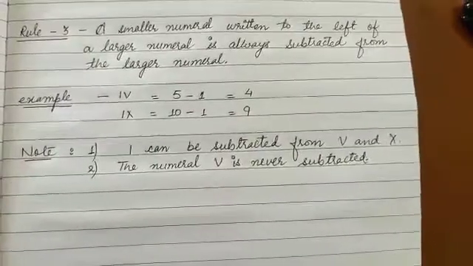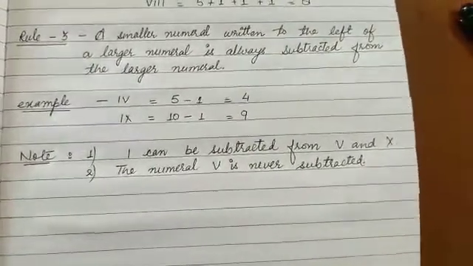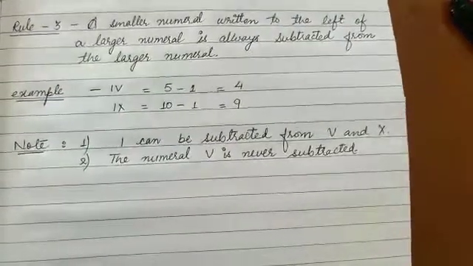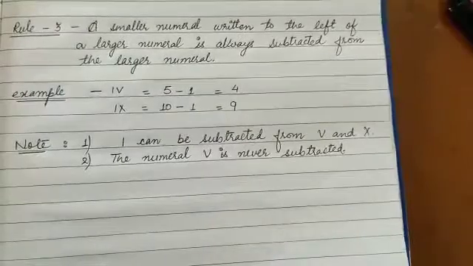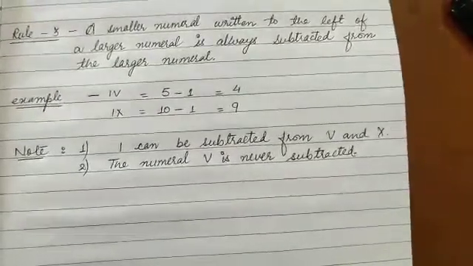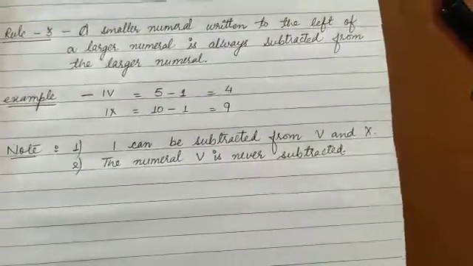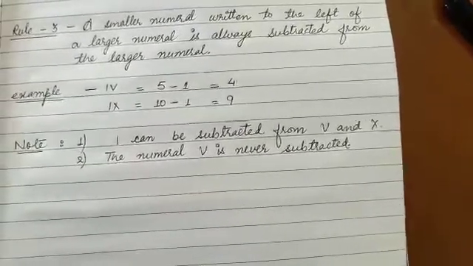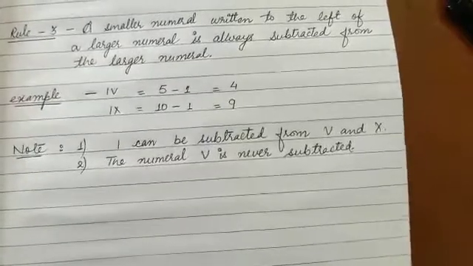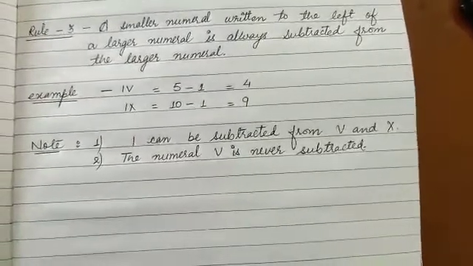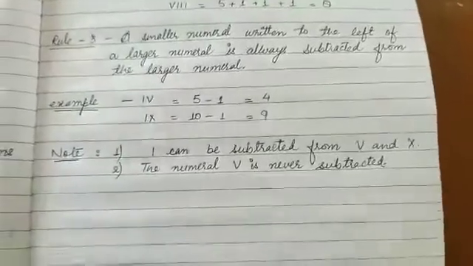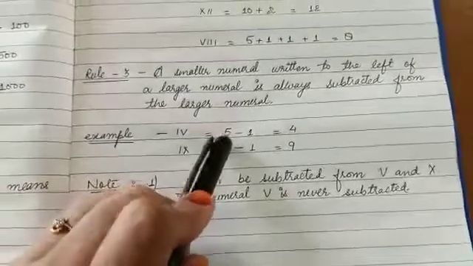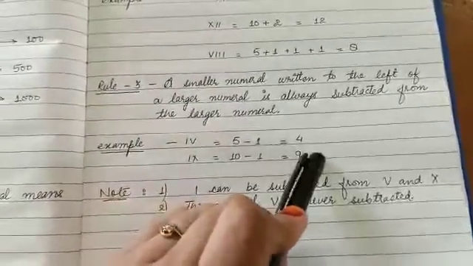Rule number 3. Rule number 3 states that a smaller numeral written to the left of a larger numeral is always subtracted from the larger numeral. Whenever a smaller numeral is written before a larger numeral, it means that the smaller numeral will be subtracted from that larger numeral. As in the example, I have written IV, that is 5 minus 1 is equal to 4.